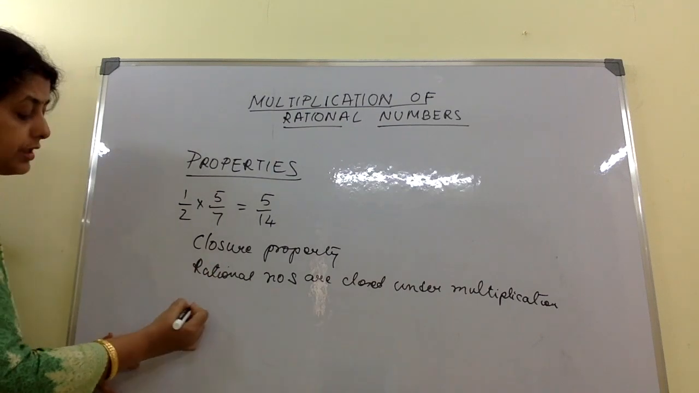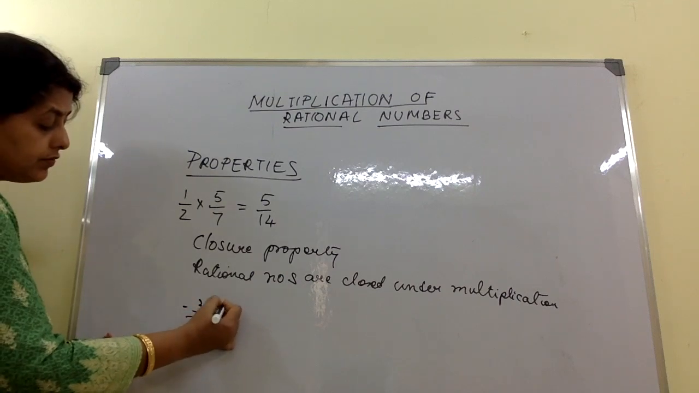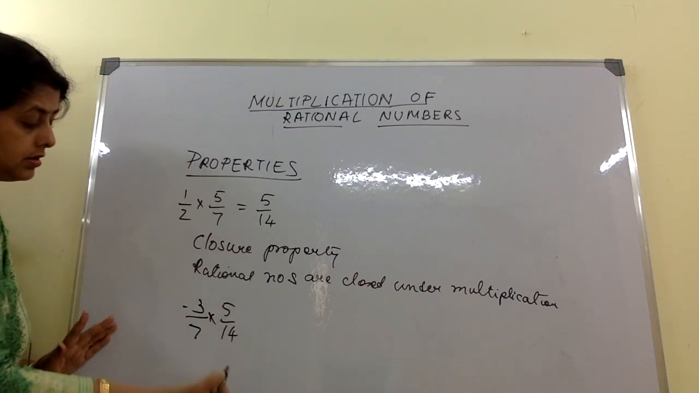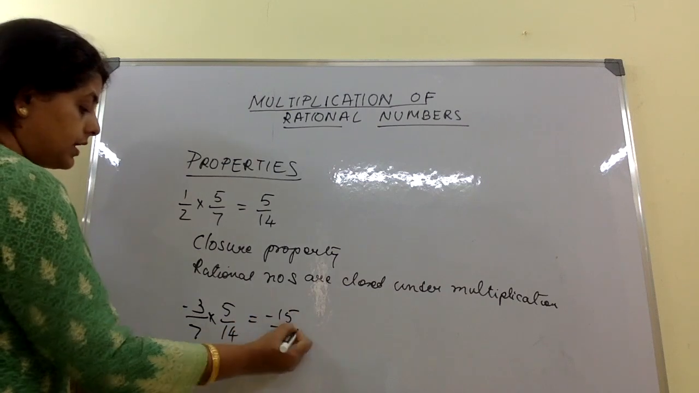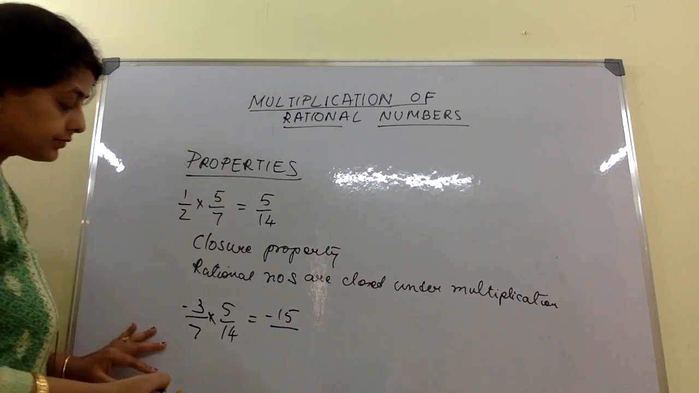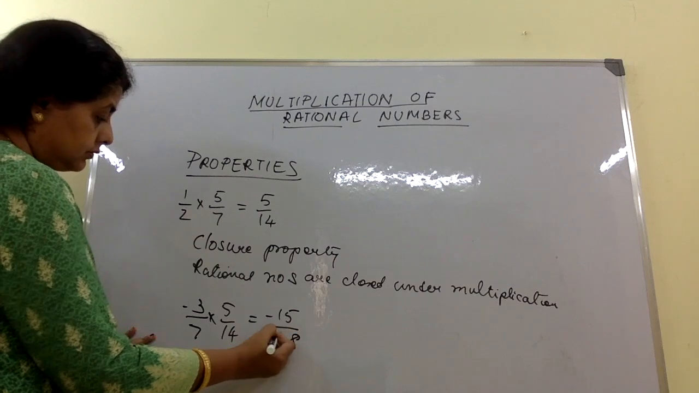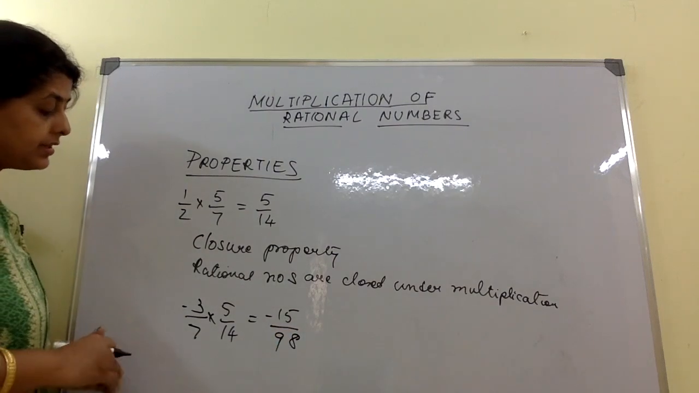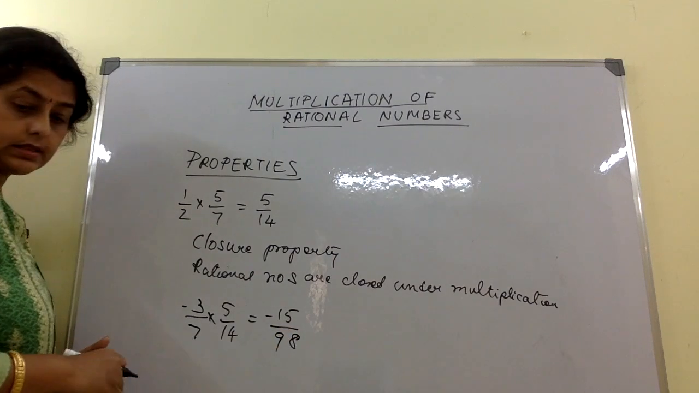Let me take a few more examples. Minus 3 by 7 into 5 by 14. Now see here. Nothing cancels. Minus 15 by 98.